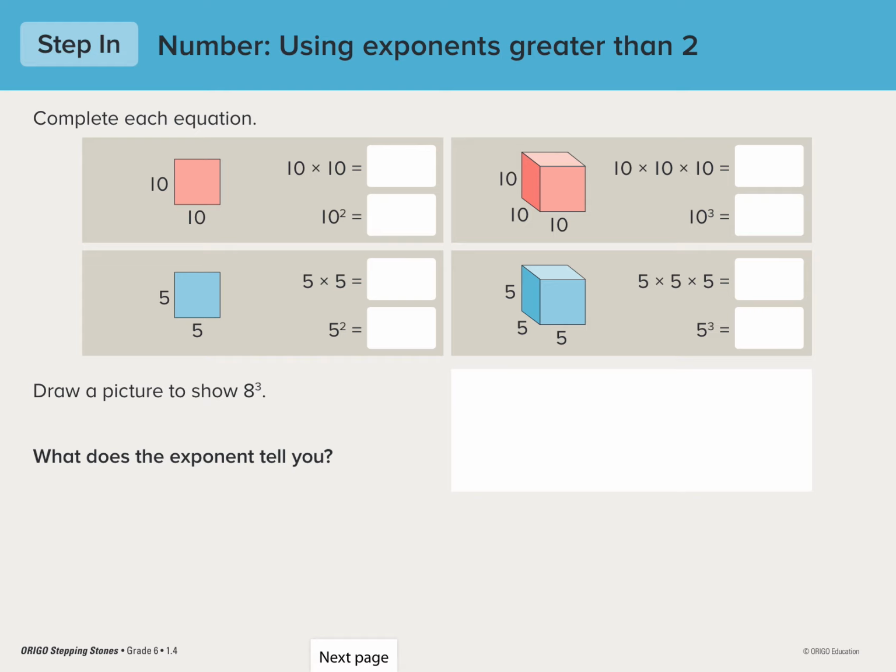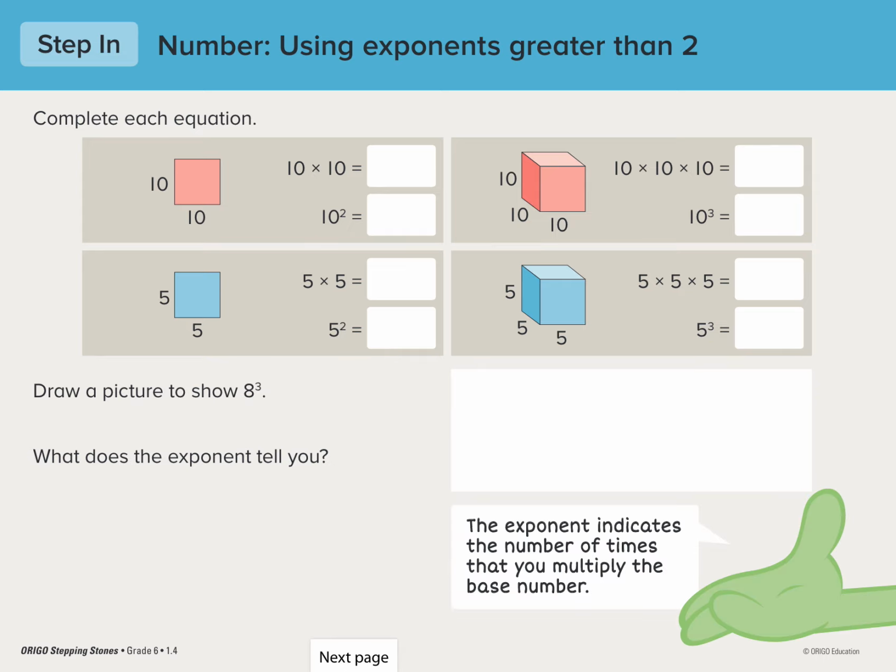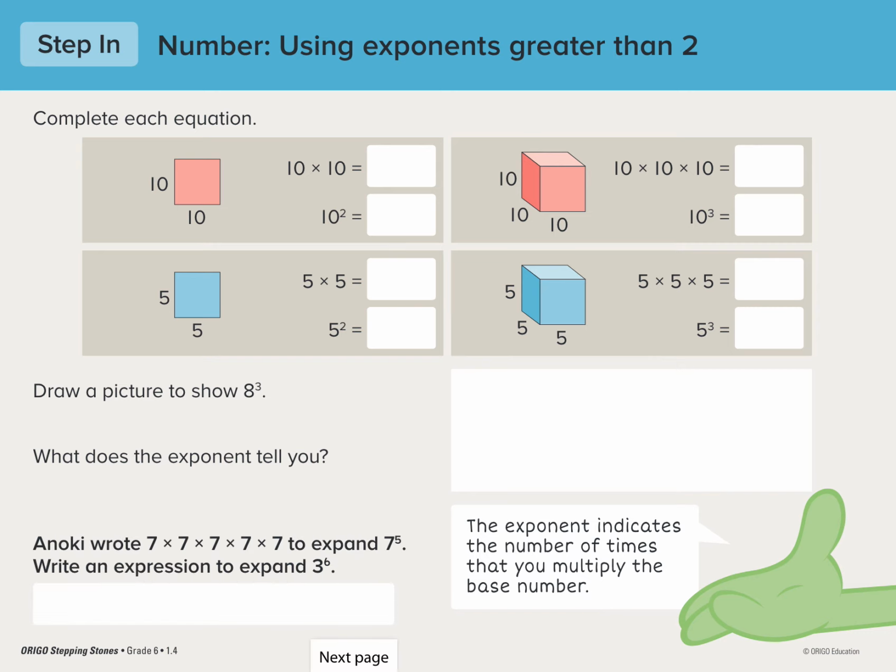What does the exponent tell you? The exponent tells us how many times we need to multiply our base number. Remember, your base number in this case is 8, base is 5, base is 5, base is 10, base is 10. The exponent indicates the number of times that you multiply the base number.